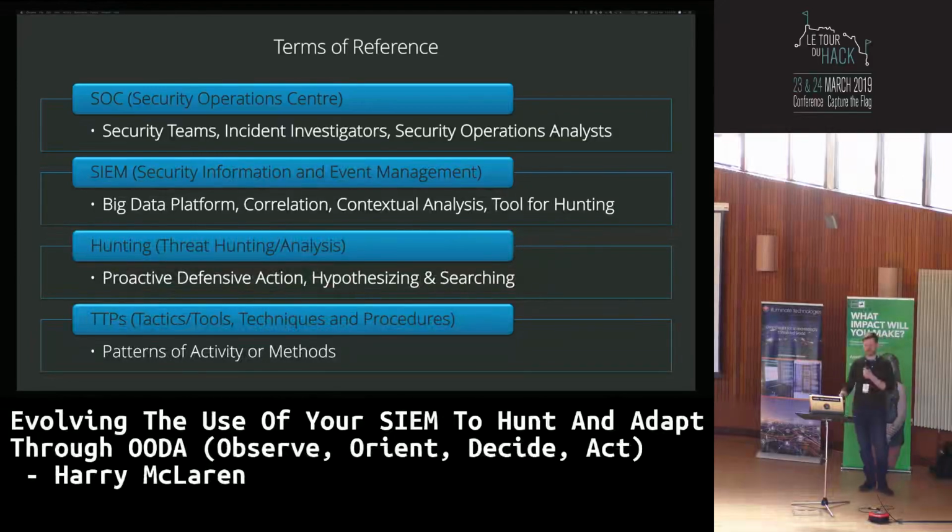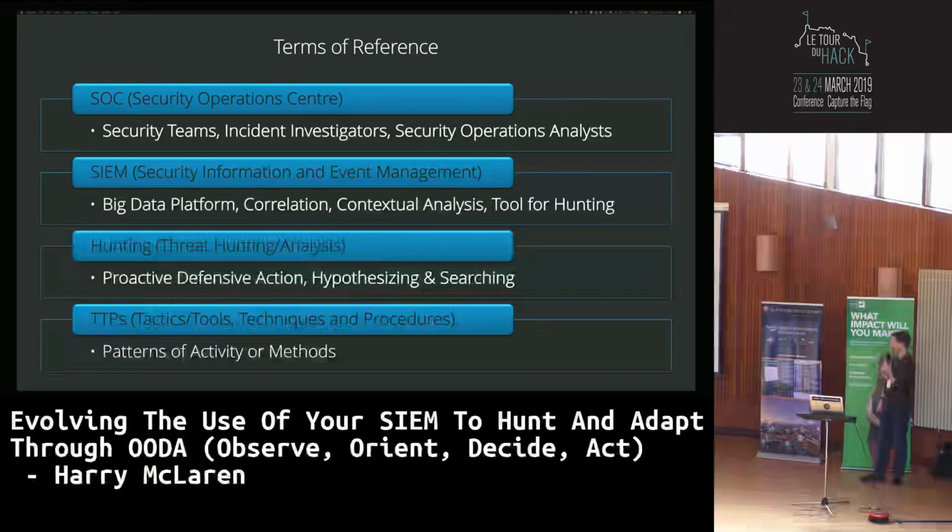Threat hunting or threat analysis. This is a proactive defensive action. So this is actually going to look for things in your environment that are at risk or causing you a problem, or a threat actor. And this is trying to do something about it, as opposed to waiting until your tool tells you or until Twitter tells you that you have a problem. TTPs, tactics or tools, techniques and procedures. These are typically ways of describing activity or methods. So your threat actor will have TTPs, your defenders will have their own TTPs. And again, if I say it, that's what I'm referring to.